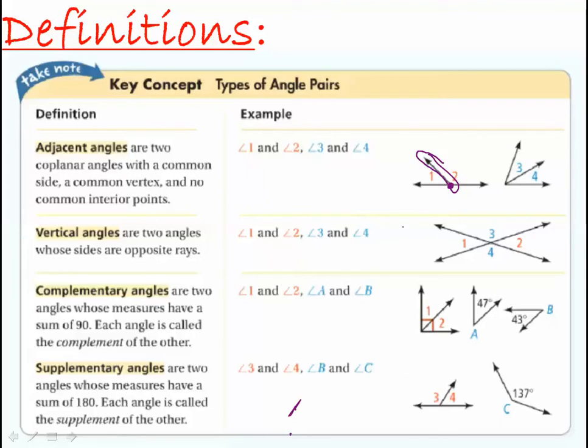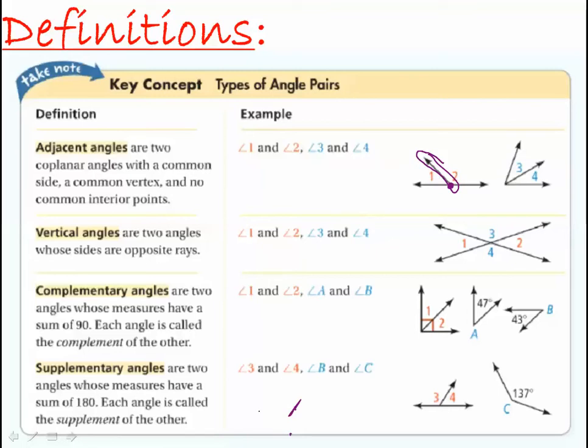They have no common interior points. There's no point in the interior of angle 1 that's also in the interior of angle 2. In other words, they don't actually overlap each other. Basically, adjacent angles are two angles that sit side by side, and they share a common side.